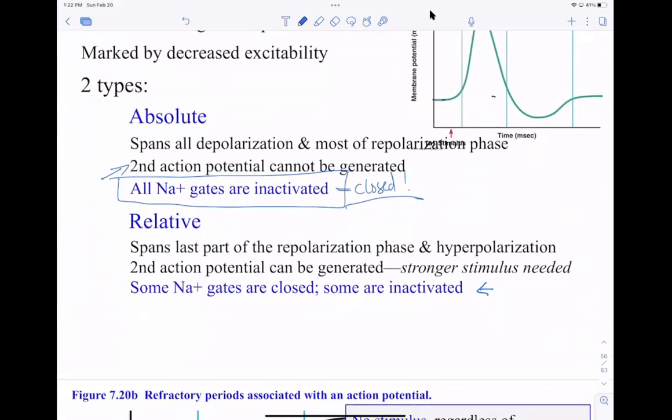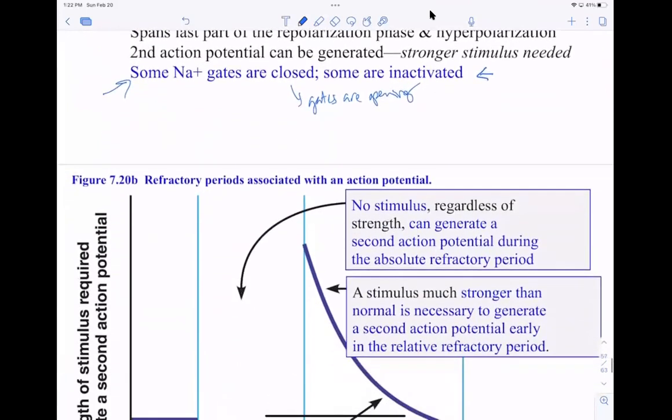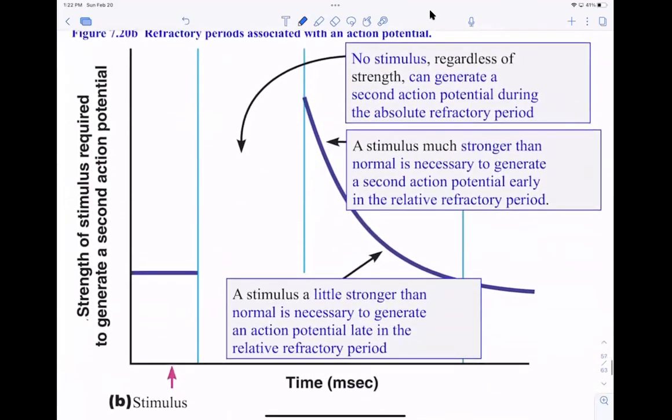The relative refractory period is when the sodium gates are closed, but some are starting to open. And so if you get a strong enough stimulus to go from a hyperpolarized state up to threshold, you can open those gates. So this is why it looks kind of odd, this thing right here. But if you follow me, the strength of the stimulus required, that's how much neurotransmitter, we'll just say, is going to be the stimulus in this example. How much neurotransmitter needs to be released to open how many ligand-gated sodium channels?